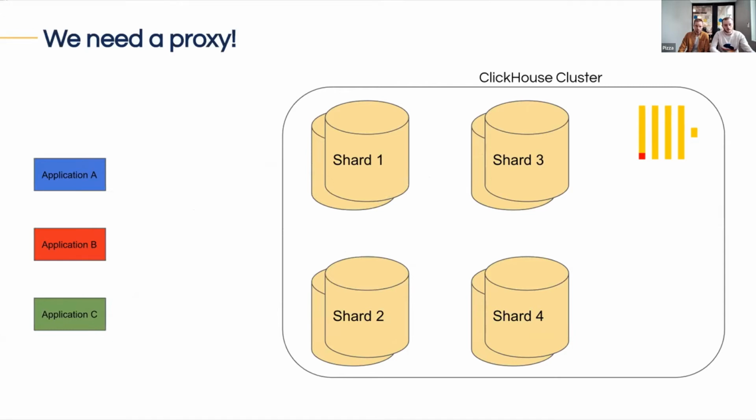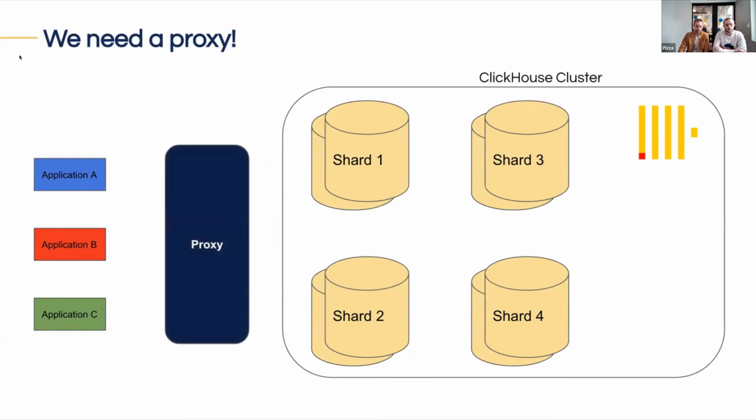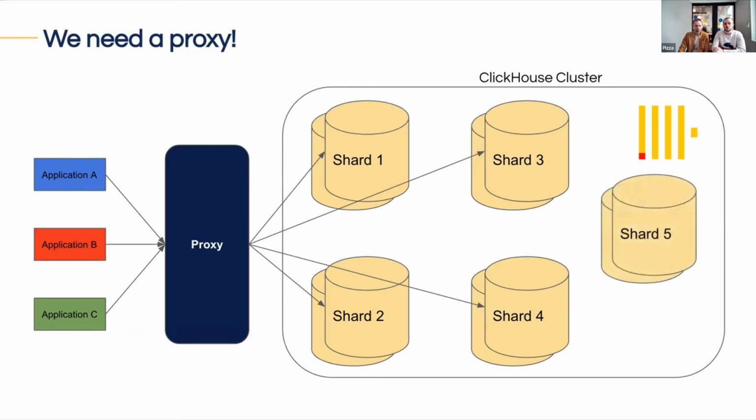So basically, we need a proxy. A proxy would be a component in front of the ClickHouse cluster, and the proxy would be aware of all the shards that are present in the ClickHouse cluster. This way, our applications only need to know the proxy URL and don't have to be aware of any shards in the ClickHouse cluster. Also, if we add one more shard, we just need to update the ClickHouse proxy to make it aware of the 5th shard without changing anything on the applications.